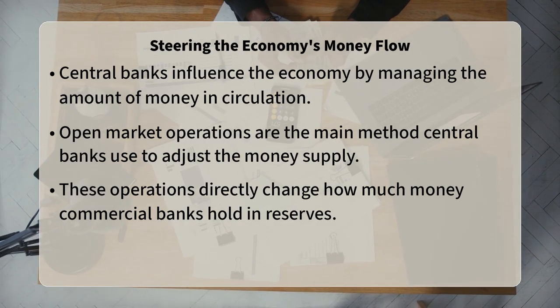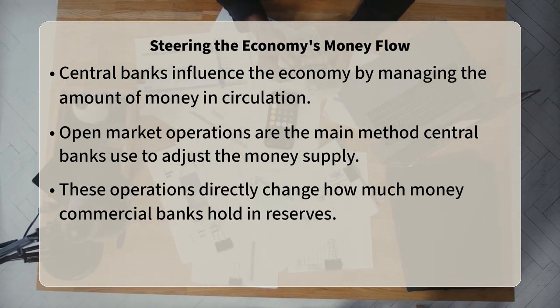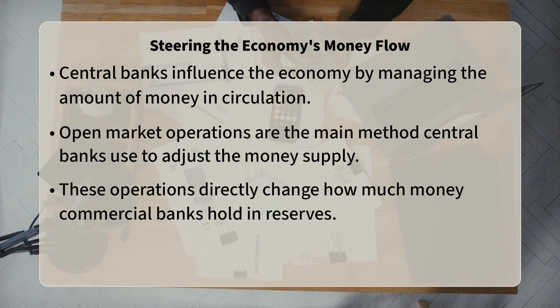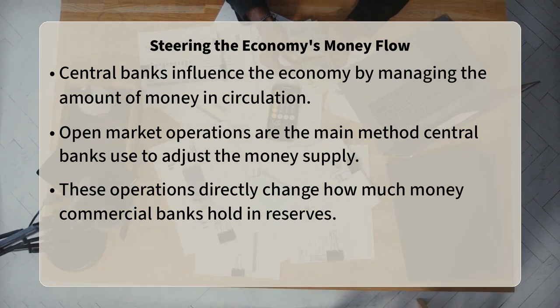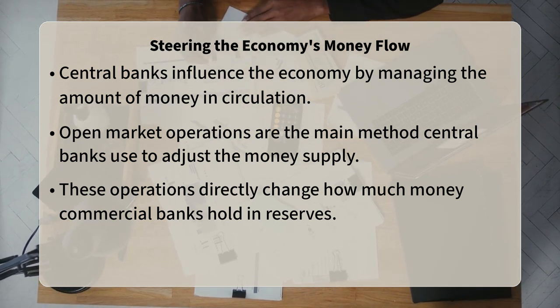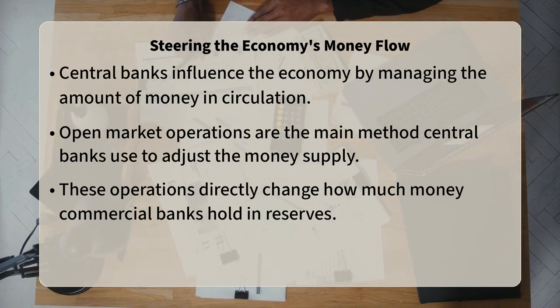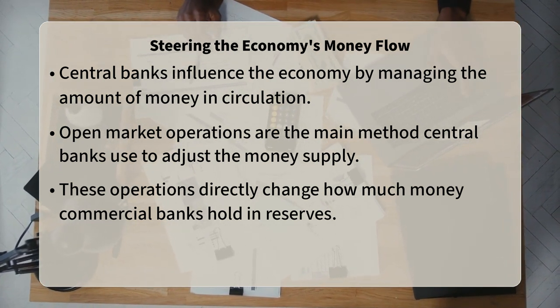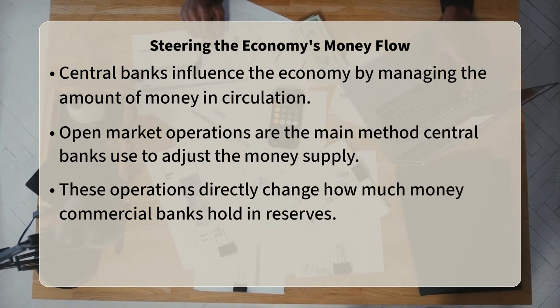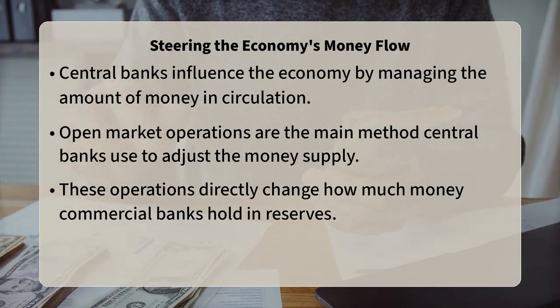Have you ever considered how central banks, like the Federal Reserve in the United States, exert their influence on the vast flow of money within our economy? Open market operations are the primary tool central banks use to influence the money supply, directly changing the amount of reserves commercial banks hold. When the central bank buys government securities from banks, it injects new money into the banking system, thereby increasing the money supply.